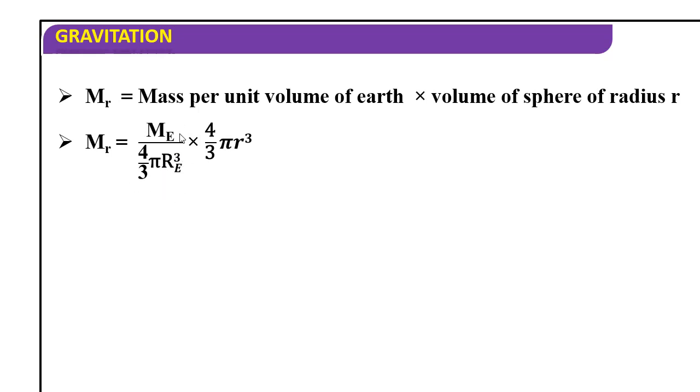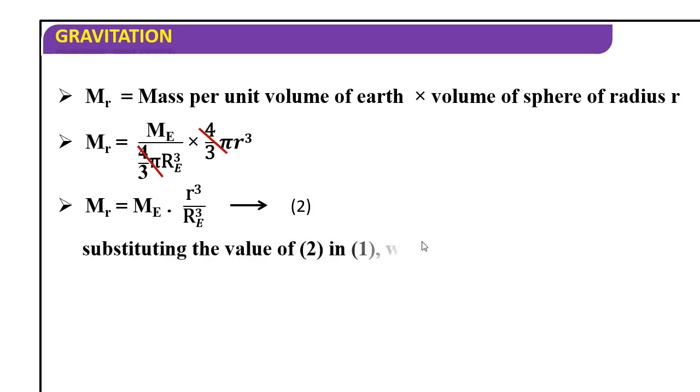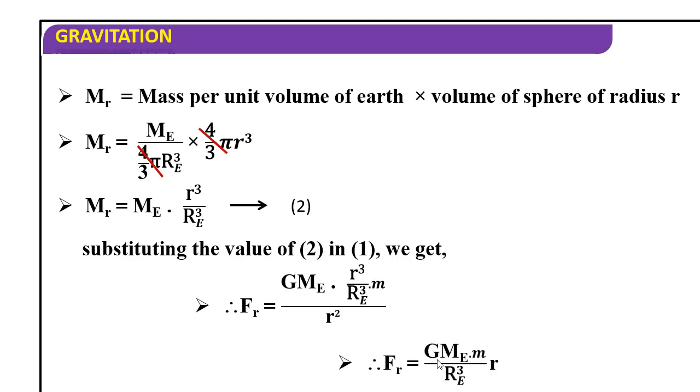So this is the density multiplied with this volume. In this equation we applied this density. So 4 by 3 pi cancel. Then this is equal to M E into small r cube by capital R E cube. This we will substitute in equation 1. So G M E into r cube by R E cube by r square. So this will become G M E by R E cube into m multiplied with r. So now the force depends directly on the radius small r, directly proportional here. You can check it.